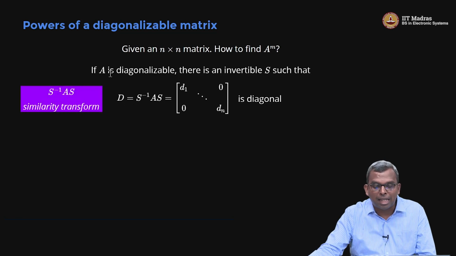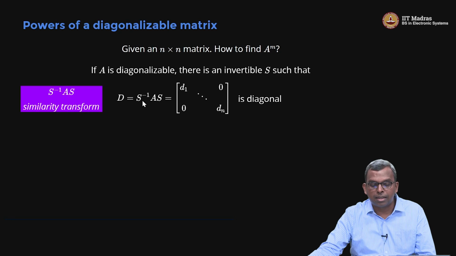So, now if A is diagonalizable, there is an invertible S such that the diagonal matrix S inverse AS is D1 to Dn. This is diagonal, right? Now, this S inverse AS has a special name. It is called a similarity transform. The reason is, when you do S inverse AS, you are just getting another matrix for the same operator, right. A is a matrix of one operator. For the same operator, this S inverse AS is another matrix, but with the basis which is the columns of S, right. That is the way to think about it.